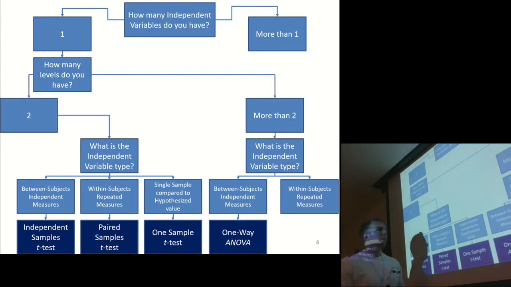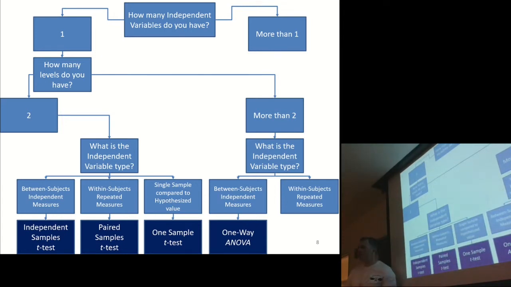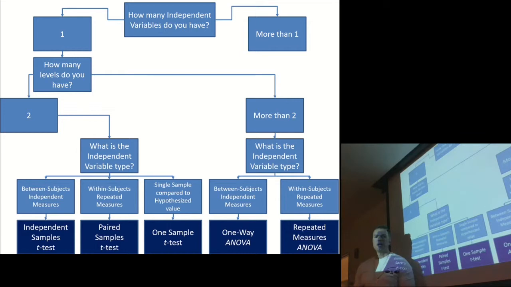ANOVA. If, on the other hand, your independent variable type is within subjects, repeated measures, where somebody can participate in all three categories. So you have them remembering words, then remembering pictures, then remembering colors, then remembering smells, right? But they're in all four categories. If that's the case, then you do a within subjects repeated measures, and you end up with a repeated measures ANOVA, and that is your final decision.